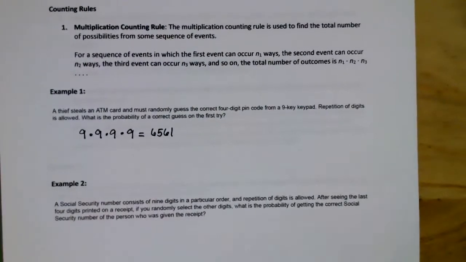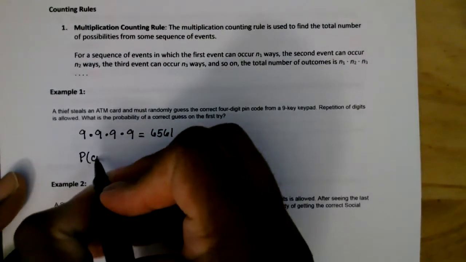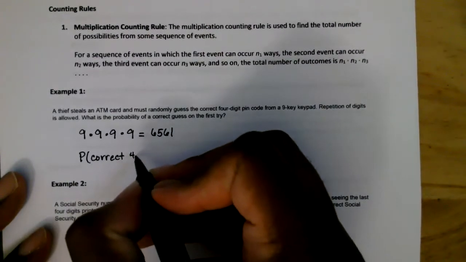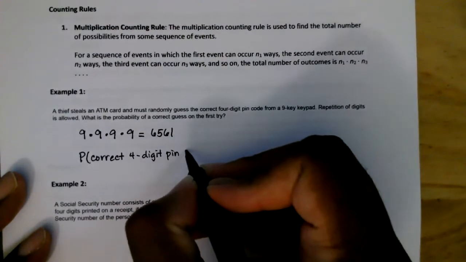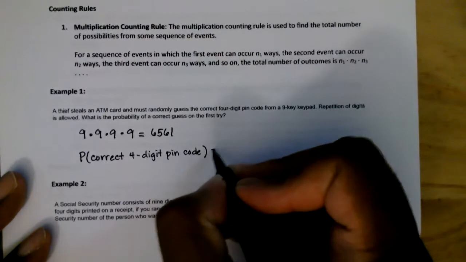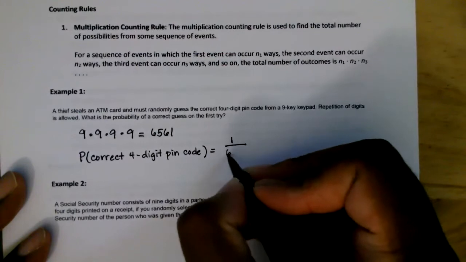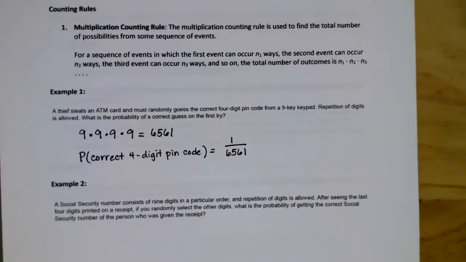So there's 6,561 ways for a 4-digit PIN code, but only one of them is correct. So the probability of getting a correct 4-digit PIN code is going to be this as a fraction. So only going to be one way to do it out of 6,561. And that will just be the fraction itself.